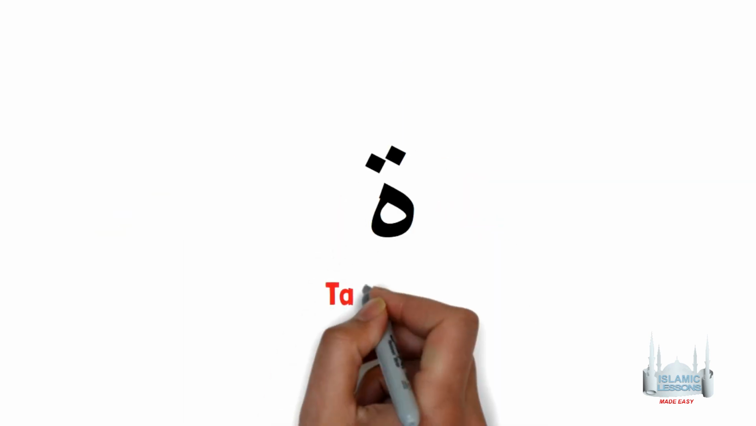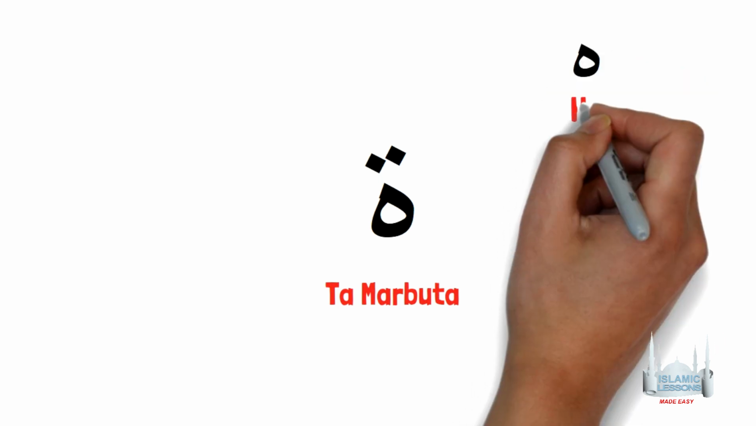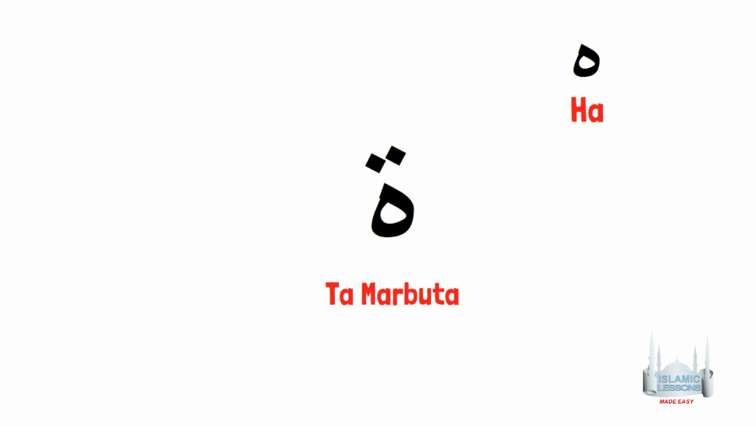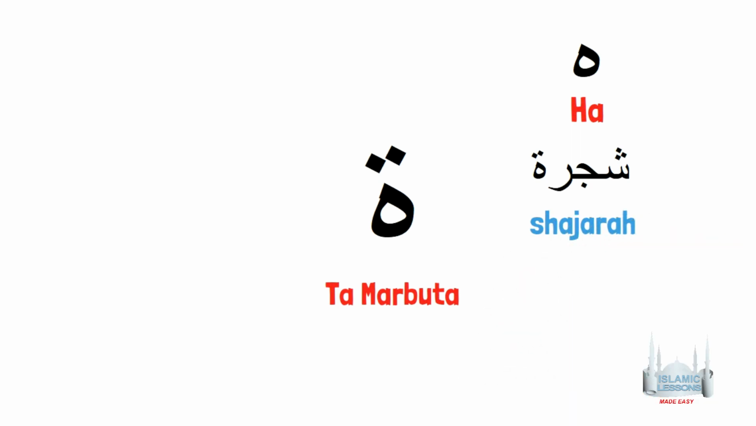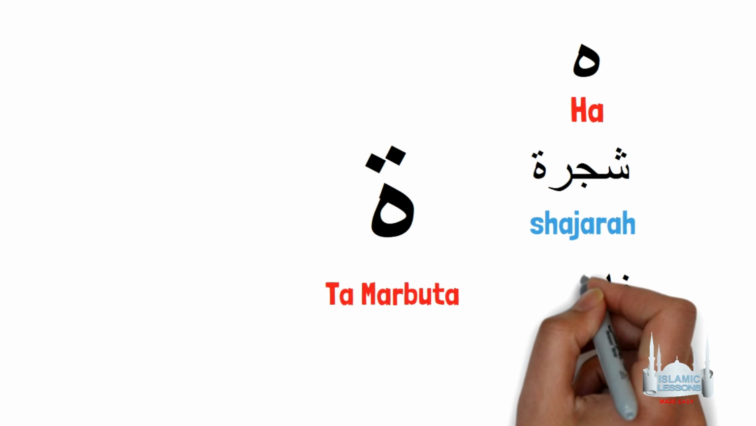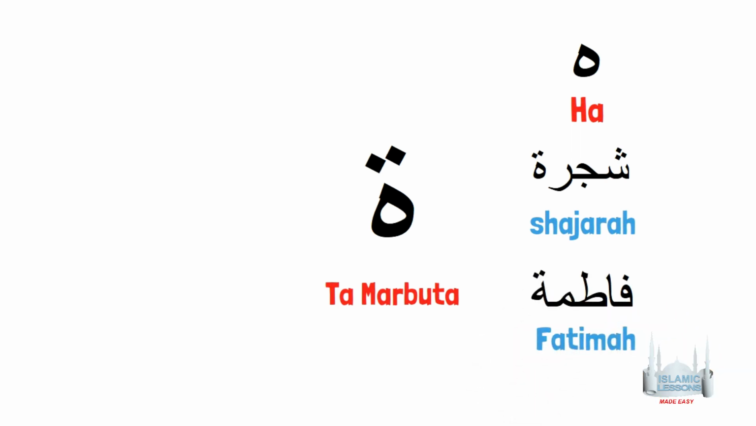This letter is called the ta marbutah, the tied up ta. It comes only at the end of a word. It is pronounced as the letter ha if we read the word on its own. For example, this word reads shajarah and not shajarat, or this word reads Fatima and not Fatimat. We pronounce both words with a ha at the end.